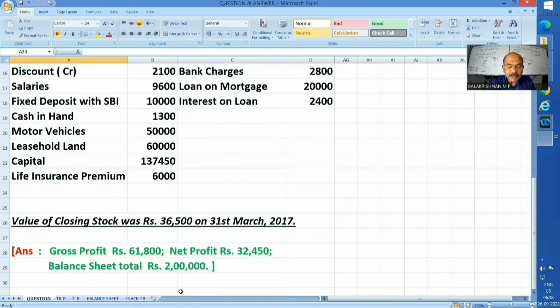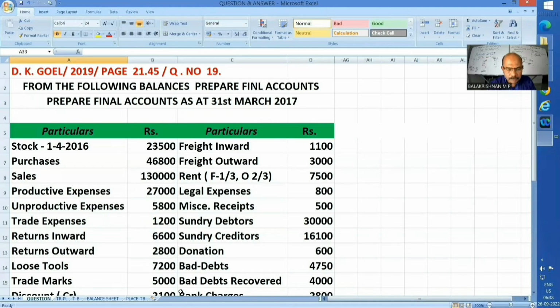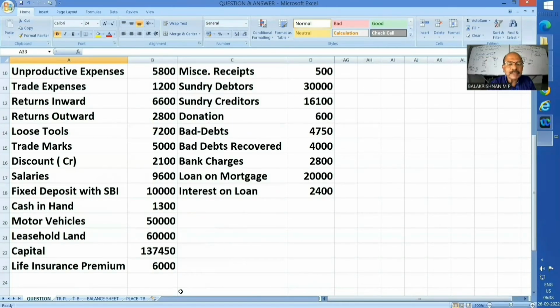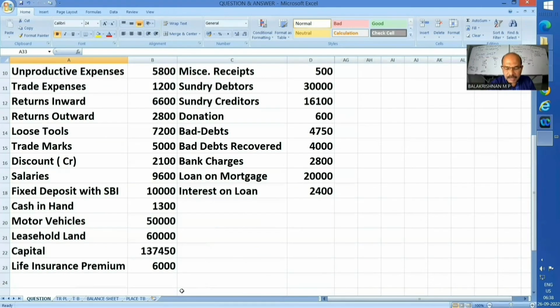Fine. What is your basic observation about this sum? Well, we are not being given a tally trial balance. They have just given the list of balances. A tally trial balance is missing. So it is better we prepare a tally trial balance at the outset so that we will be very comfortable in preparing our final account.